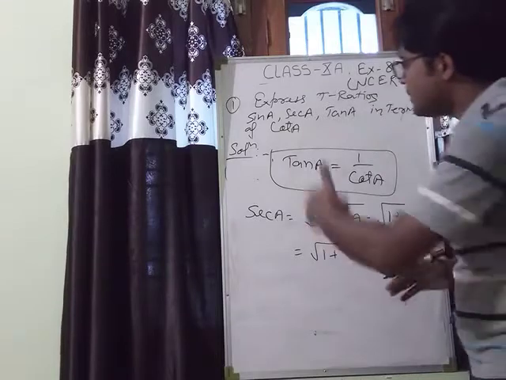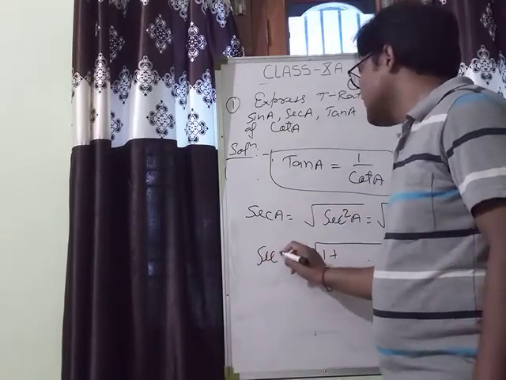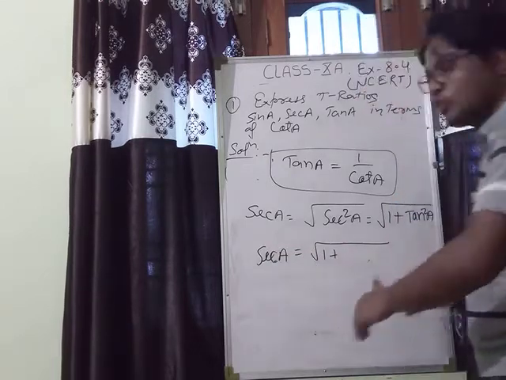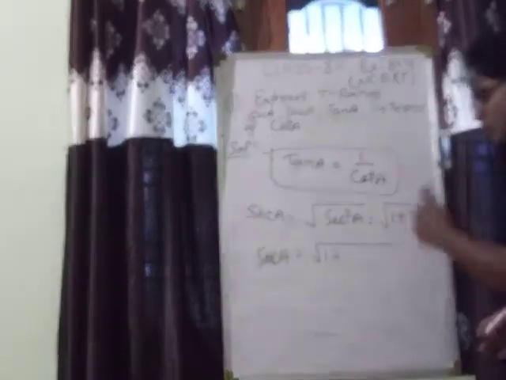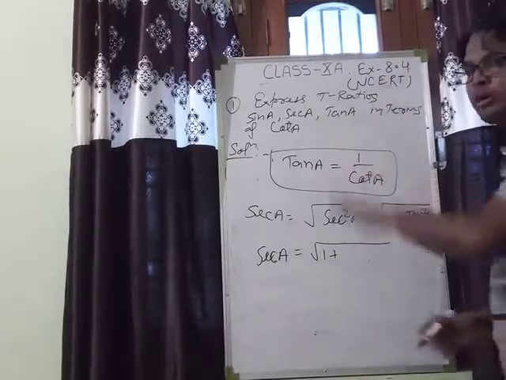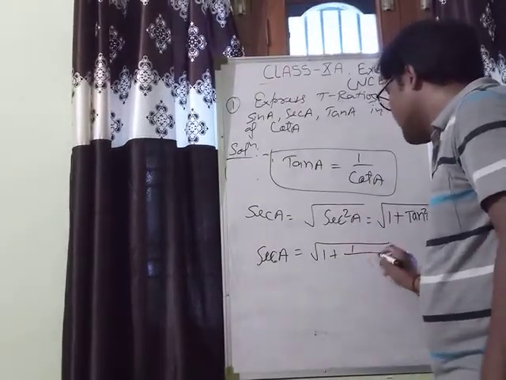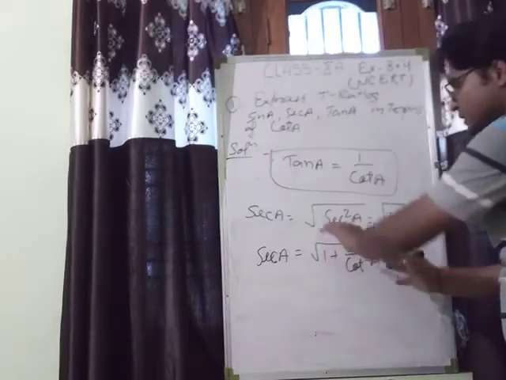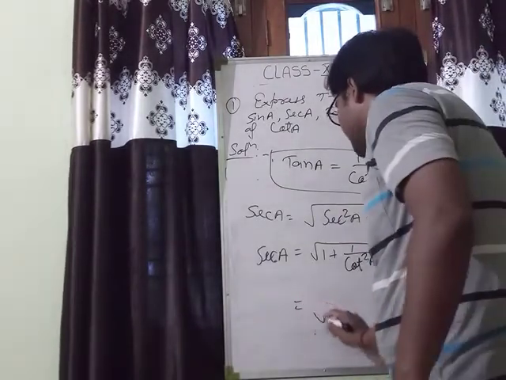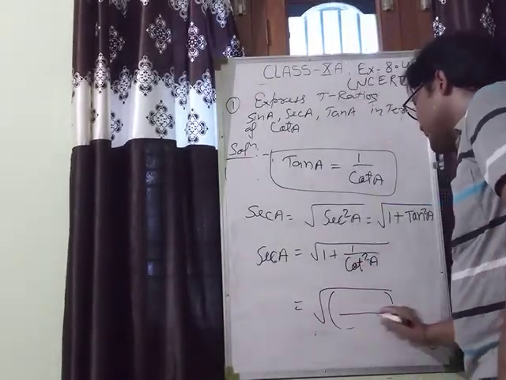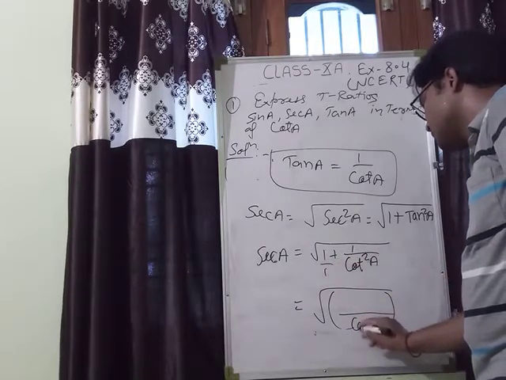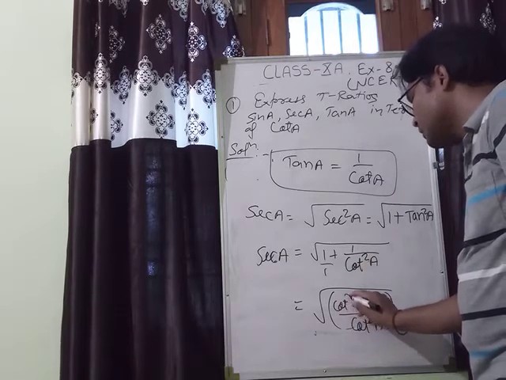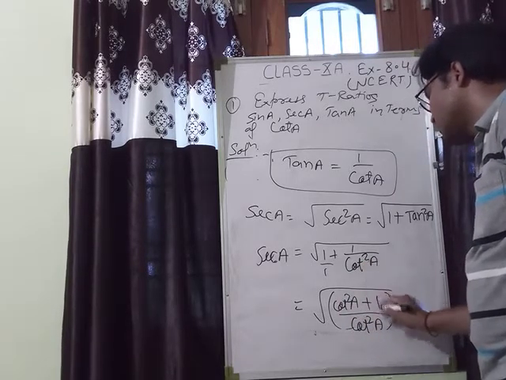Now we have to convert sec A in terms of cot A. Now you know that tan A is equal to what? Tan A is 1 by cot A. So tan square A can be written as 1 by cot square A, and this is inside the root. Now what will be the LCM of 1 and cot square A? That will be cot square A. So cot square A into 1, cot square A, and plus 1.